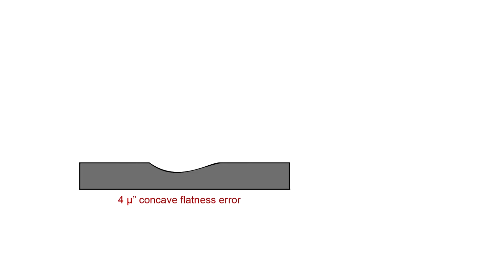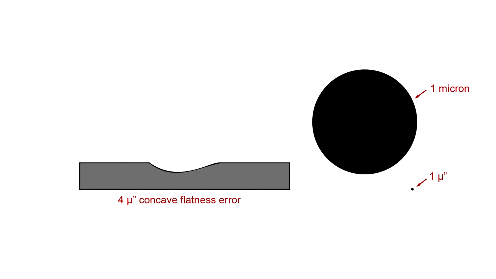Here's an example of a magnified surface with a 4 microinch dip, with circles representing 1 microinch and 1 micron diameters at the same scale. When thinking of measurements made with optical flats, we're often interested in surface flatness errors of just a few microinches, but only a fraction of a micron. A 4 microinch flatness error is only a tenth of a micron. For such work, a micron seems pretty large.